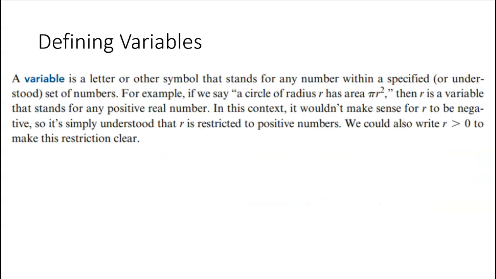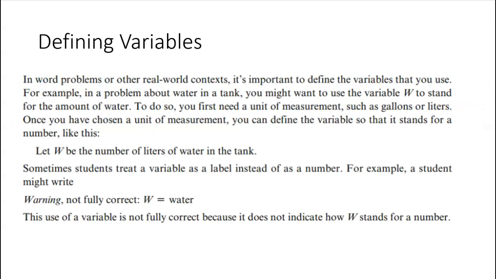A variable is a letter or any symbol that stands for any number with a specified or understood set of numbers. For example, a circle with a radius of r has an area of pi r squared. R is a variable that stands for any positive real number for the radius. It wouldn't make sense for r to be negative because we're talking about area and circles can't have negative radius or negative area. So it is really important when we define variables.